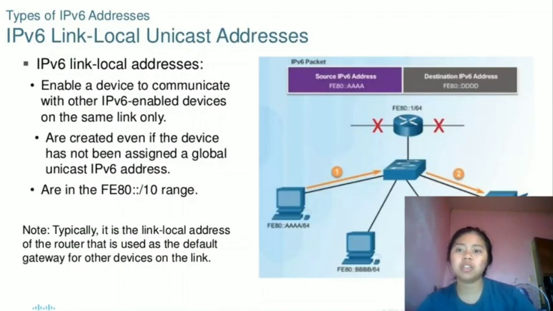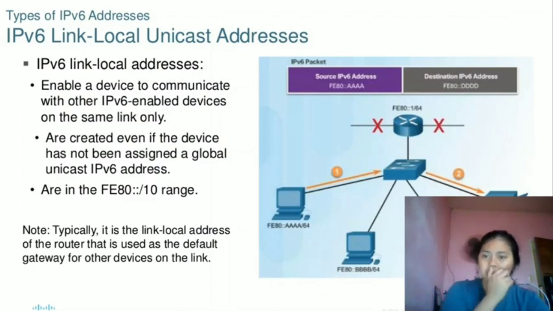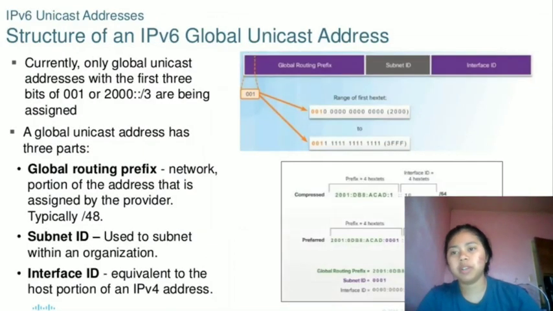IPv6 link-local unicast addresses. IPv6 link-local addresses enable a device to communicate with other IPv6-enabled devices on the same link only. Structure of an IPv6 global unicast address: a global unicast address has 3 parts: global routing prefix, subnet ID, and interface ID.